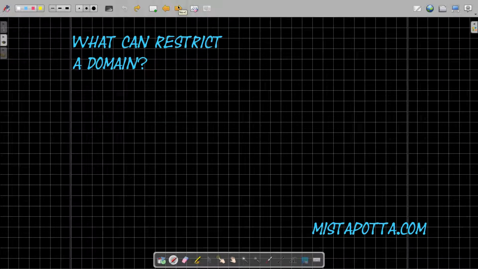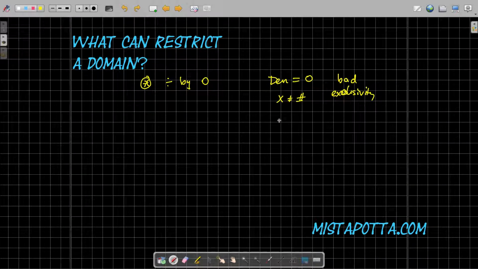A couple of things that we saw: dividing by 0 is one of the problems, because we're not allowed to divide by 0. So what I essentially want to do is set my denominator equal to 0, and these are bad points. This is where we're going to be using that exclusivity. So in other words, this is where I'm going to say x is not equal to some number.